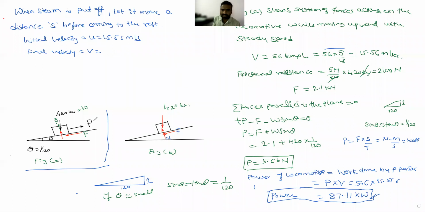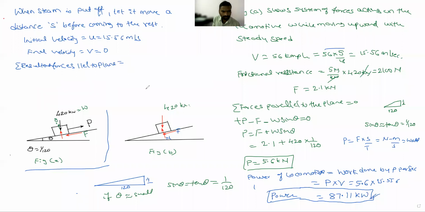Yes. When the power is shut off, now the body is moving. So finally, how much will the velocity be? Final velocity is zero. Okay. Then now we can write the summation of resultant forces parallel to the plane.